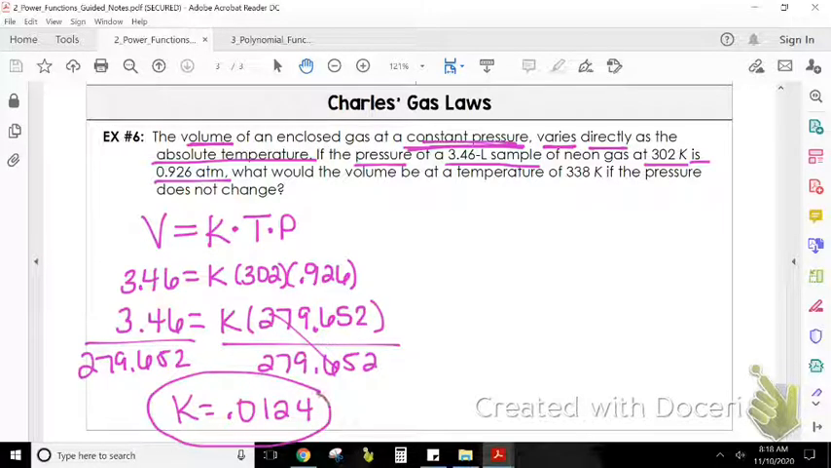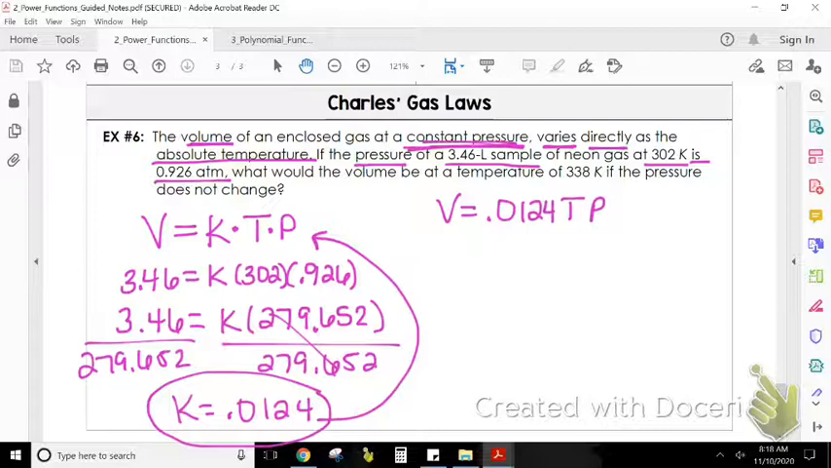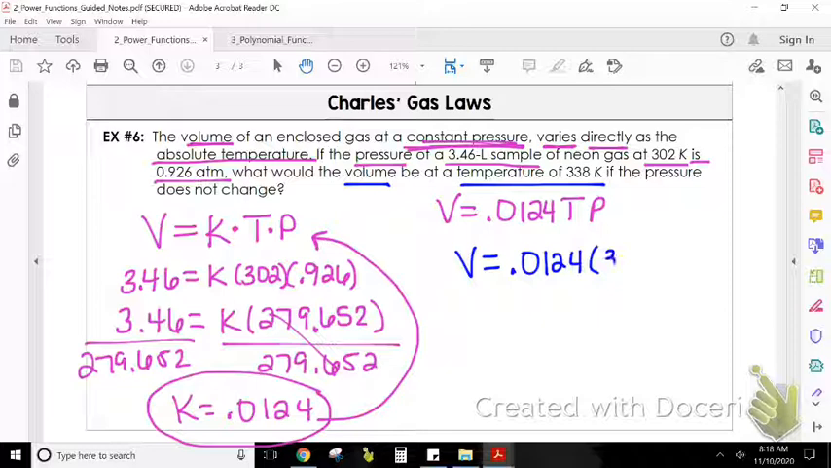Now, we're going to take this k and plug it back into this equation. So we got the volume is equal to 0.0124 times the temperature times the pressure. Now that we know that, we can go ahead and solve the problem. So it says what would be the volume, so we're after V, at a temperature of 338 kelvins if the pressure does not change? We know we're after V. We got our 0.0124. The temperature is 338. And the pressure doesn't change, so our pressure is still going to be 0.926.